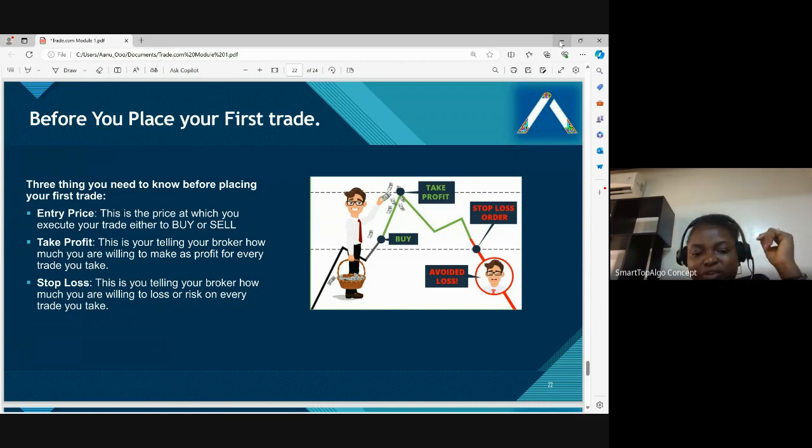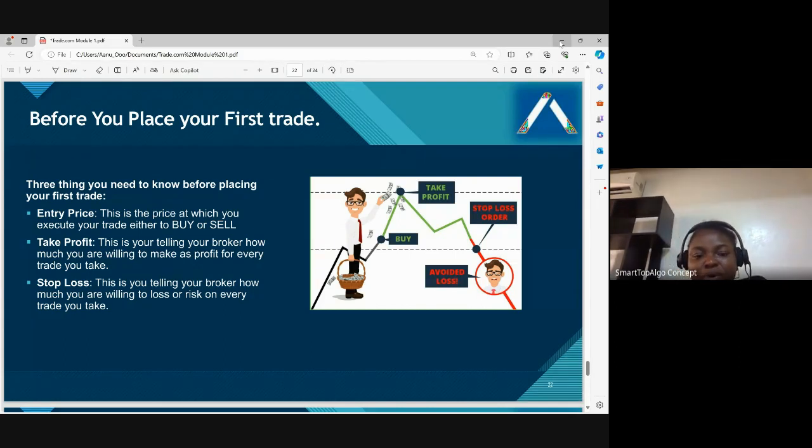Now, if you look at this chart, let's assume this person entered at this first line. You can see where he entered for a buy. Now, he targeted this point as his take profit. Price got there. If he did not take his profit at this point, what happened? Price came back and it went back to the point he entered the market. So the importance of take profit and stop loss is the ability not to lose the money you have already made.